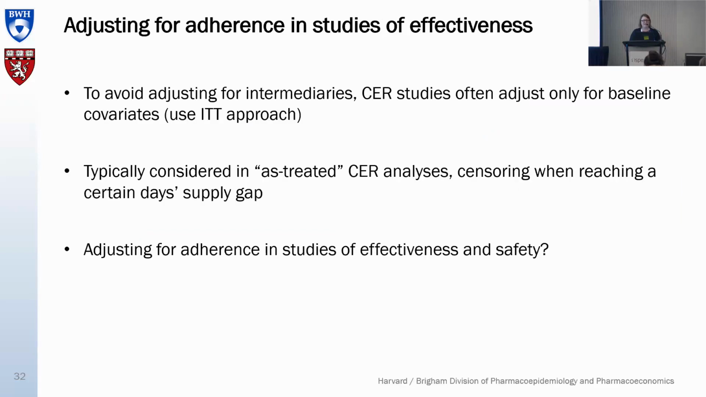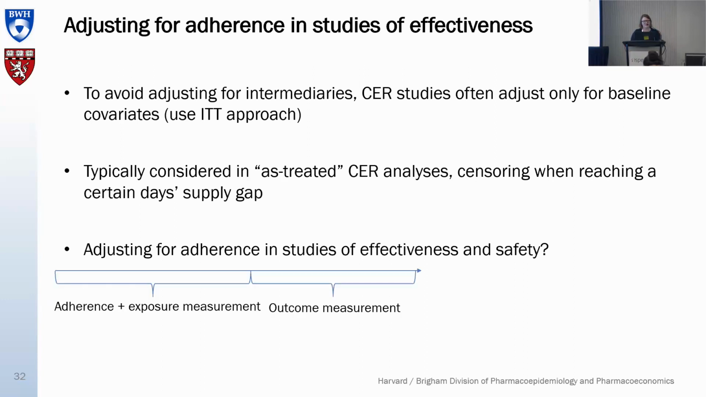But increasingly, there's other ways that we can think about this. Rather than adjusting for adherence, we can measure it as baseline and account for it. The other thing that we'll do in comparative effectiveness studies is that for as treated analyses, we'll censor when patients reach a certain day supply gap. This will feel like persistence. And so that's kind of safe too, because we're censoring patients when we're measuring the outcome.